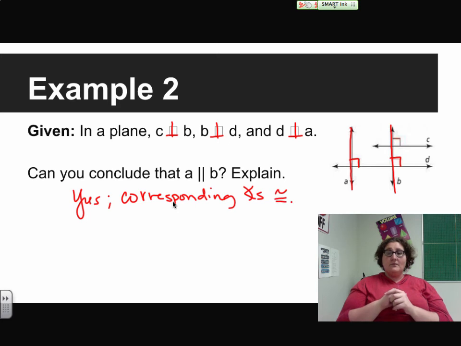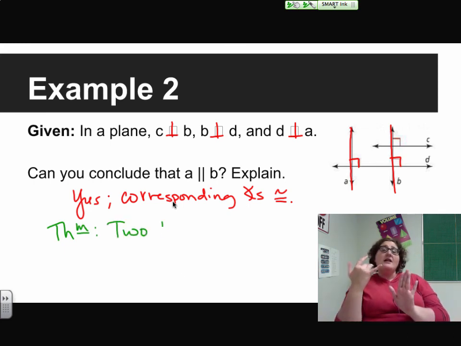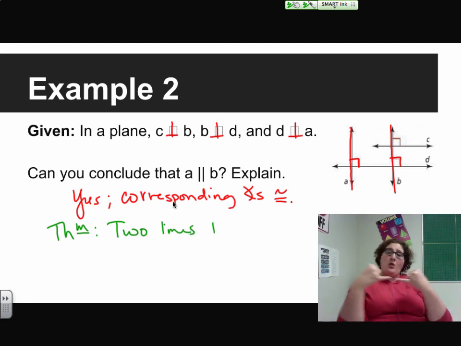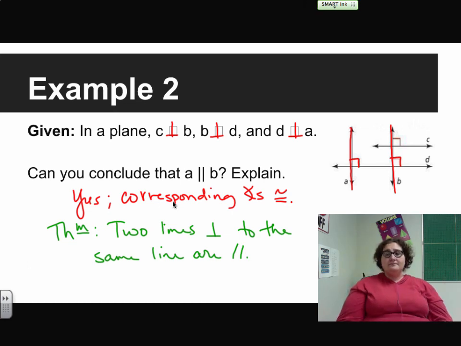Or I could say yes because I have a theorem. This is justification. The theorem says two lines perpendicular to the same line are parallel. So you could use either reasoning to prove that A is parallel to B.